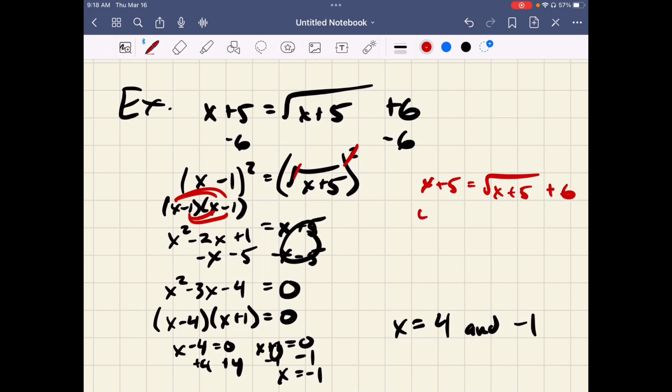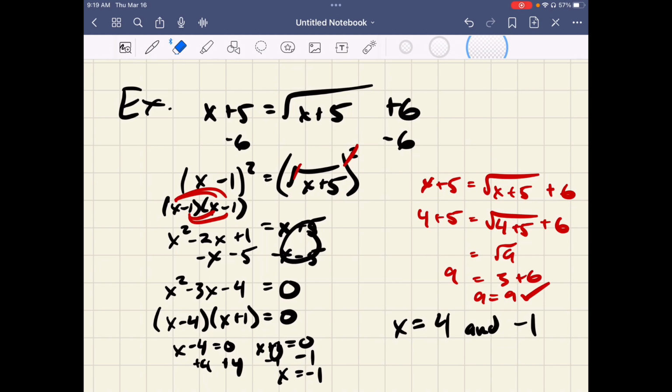I'm going to plug in my 4. I got 4 plus 5, got the square root of 4 plus 5 over here, plus 6. So we have the square root of 4 plus 5, square root of 9, which is 3, plus 6. And then 4 plus 5 on the right side is 9. 3 plus 6 is 9. So the 4 checks out. I can use that one as one of my solutions.